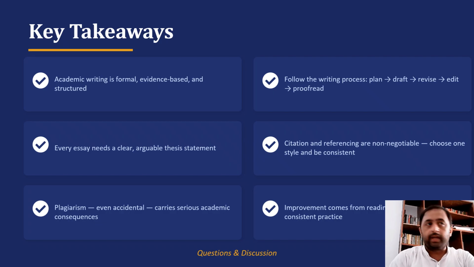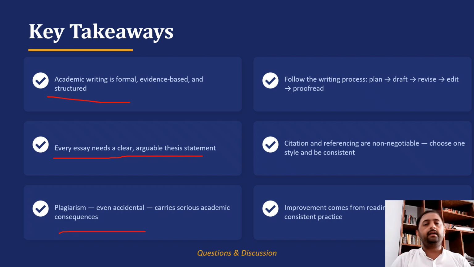We have some key takeaways. We read that academic writing is formal, evidence-based, and structured. We also read that every essay needs a clear, arguable thesis statement, and we have to avoid plagiarism, even accidental plagiarism, which carries serious academic consequences. So we have to follow the writing process, which is to plan, draft, revise, edit, and proofread, and we have to cite our work with proper references, which are not negotiable.